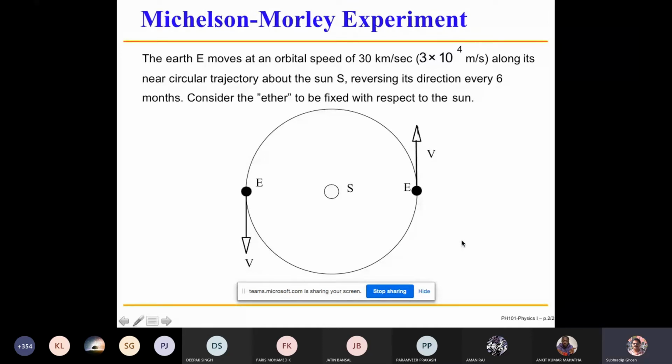So Michelson's interferometer was fixed on Earth. Let us first start with the basic premise, the imagination, that the Earth moves at an orbital speed of 30 km per second along its near circular trajectory about the Sun S, reversing its direction every 6 months. Now, we consider this ether frame to be fixed with respect to the Sun. So this entire Earth and the interferometer, whosoever is on the Earth, is moving with a velocity v with respect to the ether frame. The Michelson-Morley experiment was done to prove the existence of this ether.